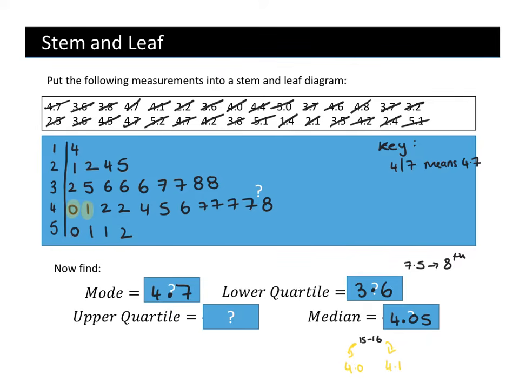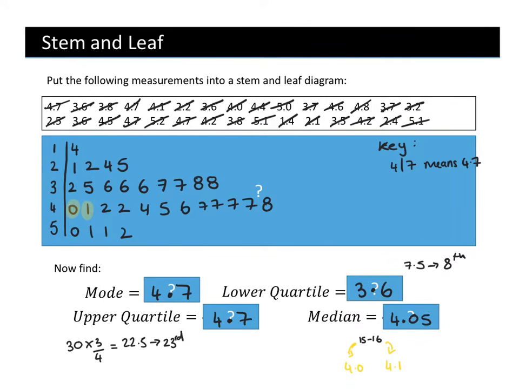Then to find my upper quartile, I'm going to do 30 multiplied by 3/4, which we know is 22.5. We're going to round that up. That's going to give us our 23rd term. So 1, 2, 3, 4, 5, 6, 7, 8, 9, 10, 11, 12, 13, 14, 15, 16, 17, 18, 19, 20, 21, 22, 23, which gives us 4.7.